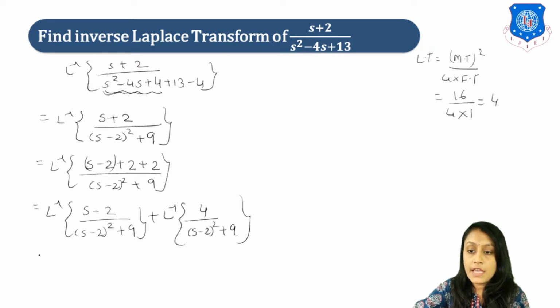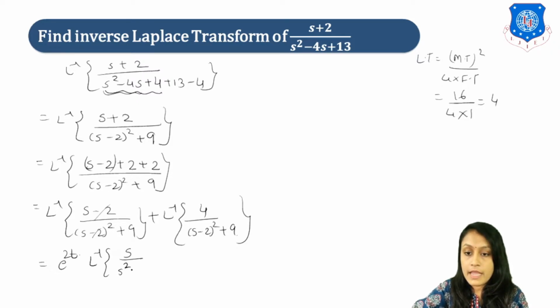Now, what we have to do, we'll take this first minus 2 outside, okay? So it will come e raised to 2t, okay? And what will remain is, just ignore this minus 2. So Laplace inverse of s upon s square plus 9. 9 we can write as 3 square, okay? Now again over here also we'll take this minus 2 outside, so it will be e raised to plus 2t, right? And we have Laplace inverse of this 4 is constant, we'll take it outside, right? And here 1 upon s square plus 3 square.